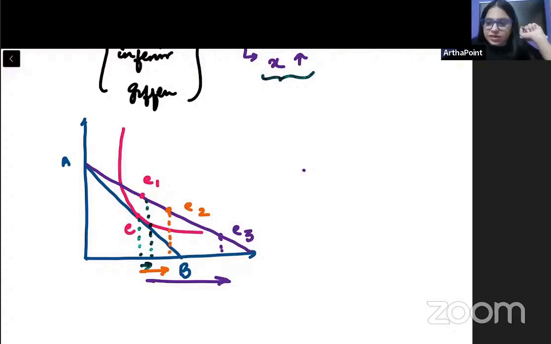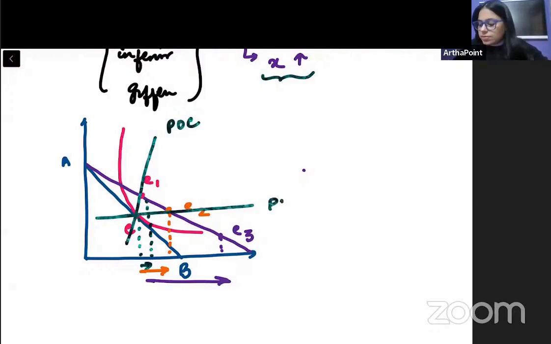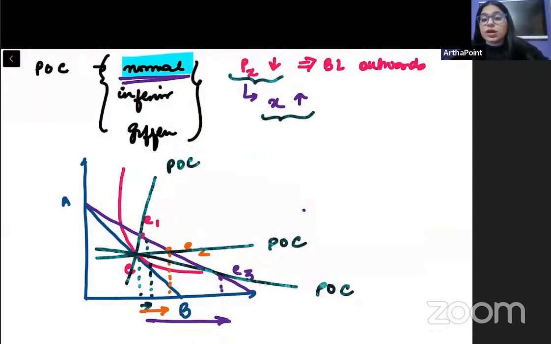So beta, that ways, अगर मैं इनको join करती हूँ different points को, what will I get? Well, if I join this, I will get upward sloping price offer curve. If I join this, I will get horizontal price offer curve. If I join this, I will get downward sloping price offer curve. In exam, if they ask you that the price offer curve of normal good is, please don't write upward sloping. हमेशा upward sloping नहीं होता है.